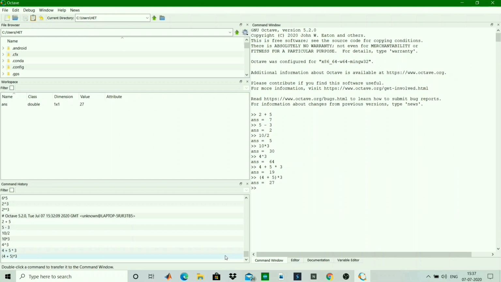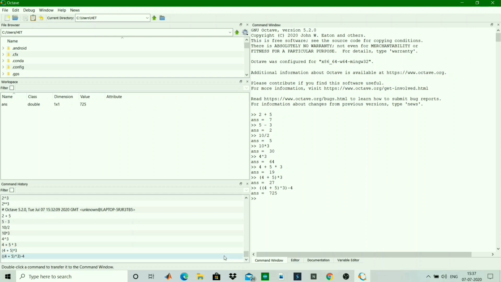For example, let's take (4 plus 5) to the power 3 and then subtract 4 from it. On hitting enter, you see that the answer is 725.